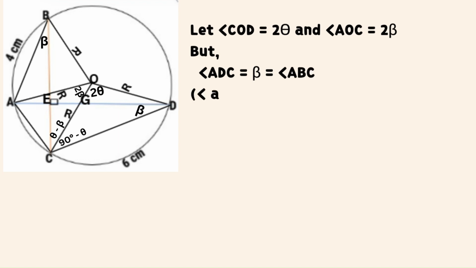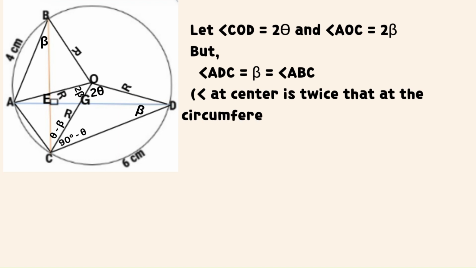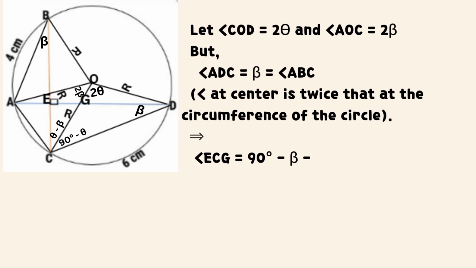Let angle COD equal 2 times theta, and angle AOC equal 2 times beta. But angle ABC equals beta, because the angle at the center is twice that at the circumference of the circle. It implies that angle ECG equals 90 degrees minus beta minus (90 degrees minus theta), which equals theta minus beta.